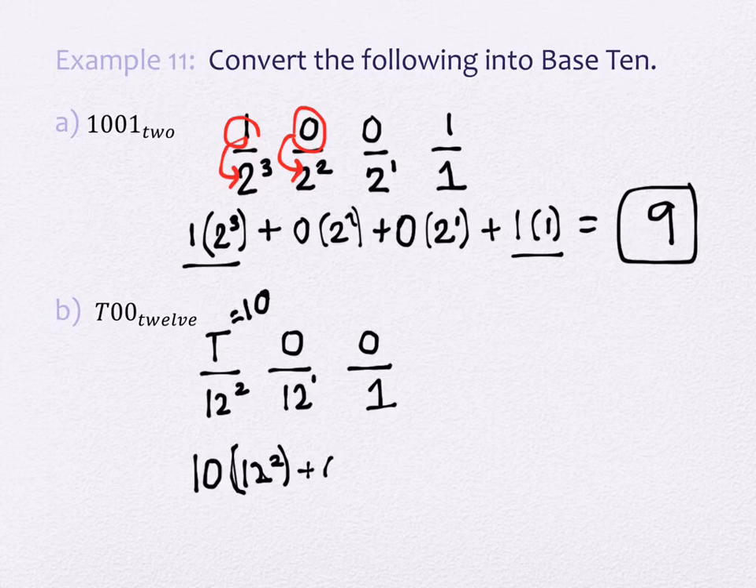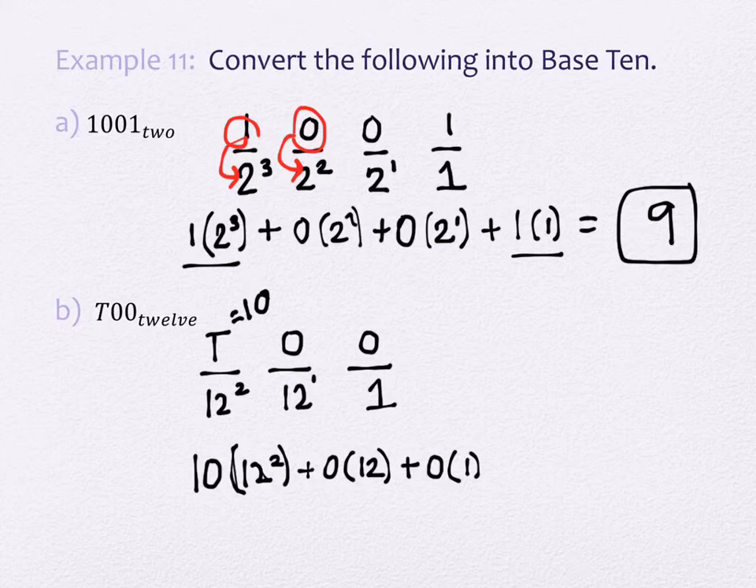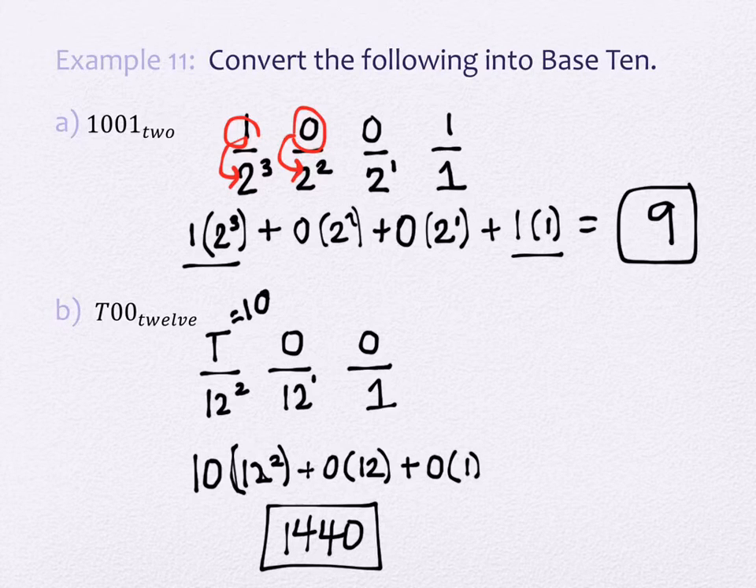Plus 0 times 12. I'm going to write the zeros out just so that you guys see them. You don't have to write them out. And 0 times 1. So we just need to multiply, in this case, 10 times 12 squared. So what is 10 times 12 times 12? 1,440. Does that look good? Phenomenal. So when we're moving from someone else's place value system into ours, we multiply.